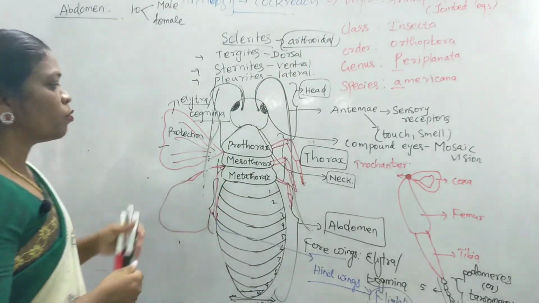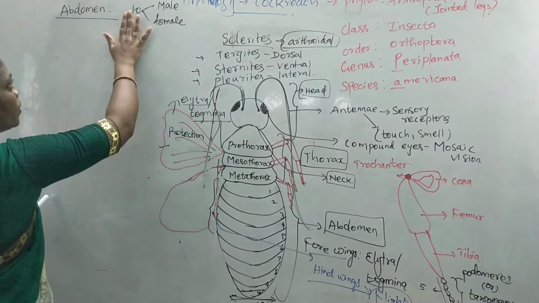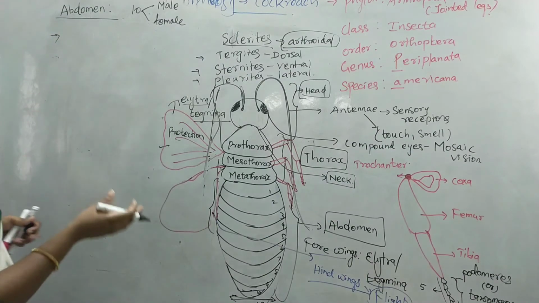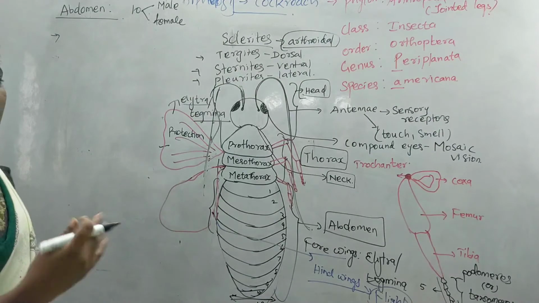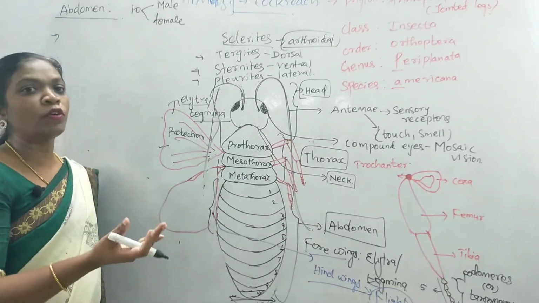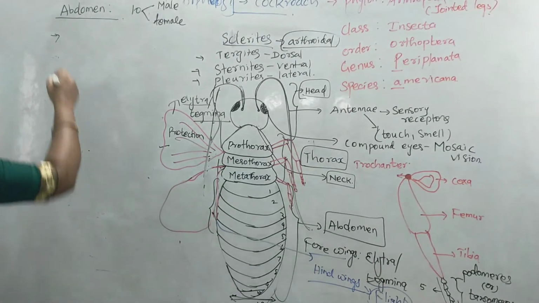Now we'll move on to the abdominal segments. The segments in cockroaches are 10 in number, in both male and female. The important structures in this abdominal region help differentiate male from female externally. There are some external differences between male and female cockroaches that you can observe. We'll go through them one by one.